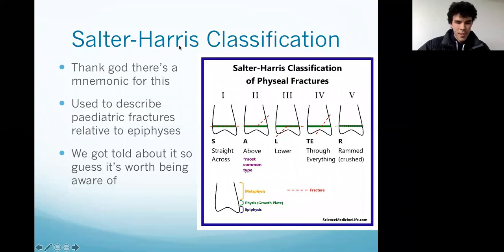So Salter-Harris is a thing, and we were told about it, so maybe it's worth your while. It's really just a way of describing what kind of fractures you get. I don't think you really know the difference between managing them, but it's probably a good thing to keep in mind. So you essentially use the letters of Salter to tell you what it's gone through. Straight across is through the physis, above, lower, through everything means through metaphysis, physis, and epiphysis, and ram is where it's broken, and then they shove the two fragments together.